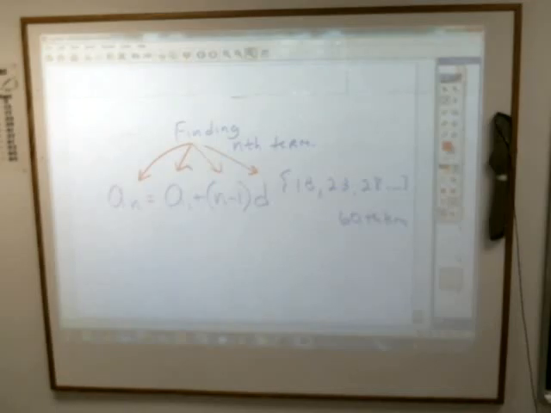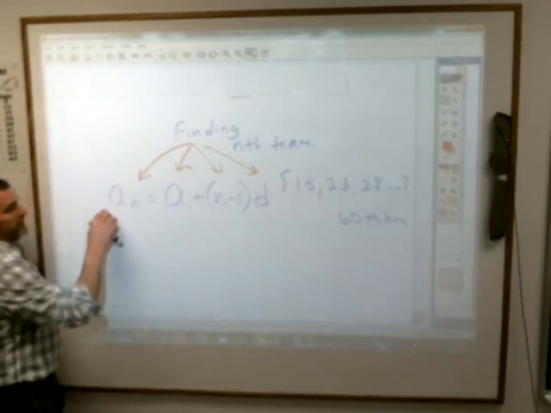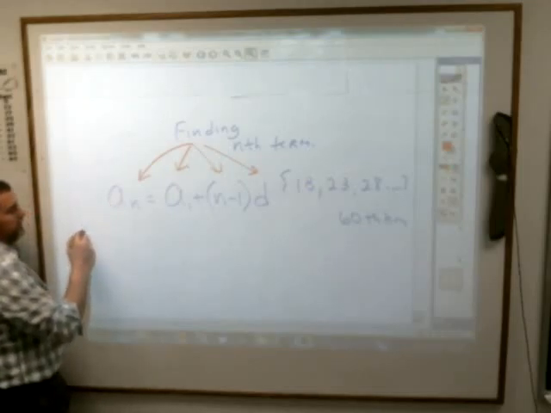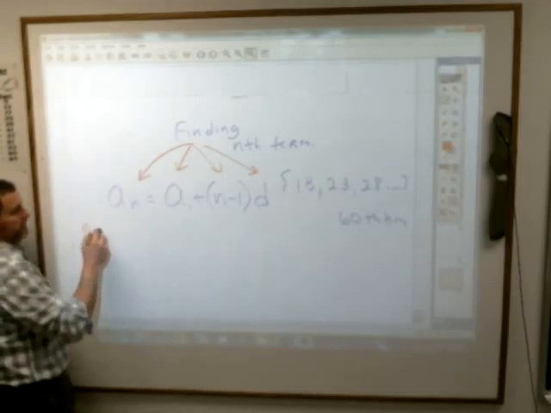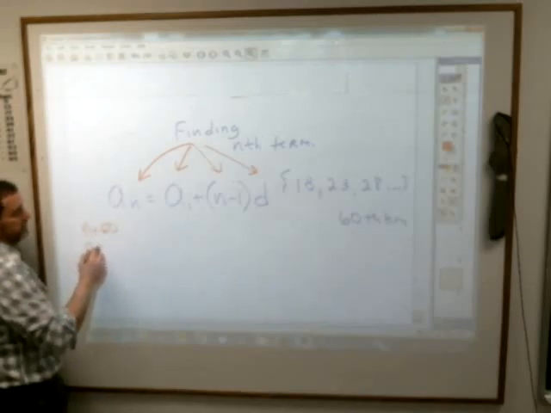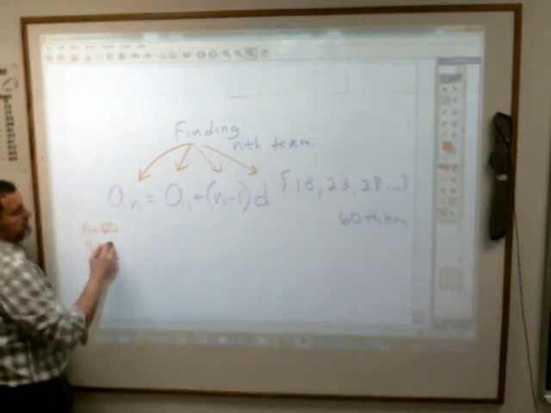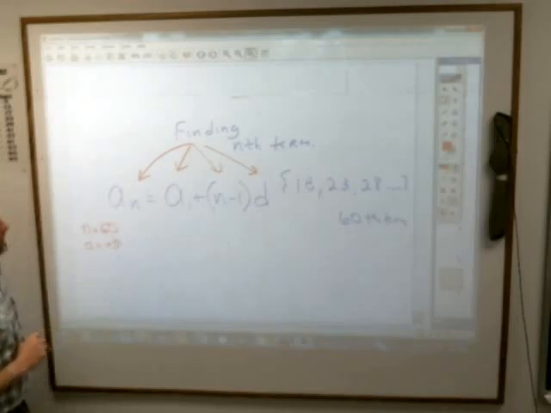Okay, first of all, we know, well, let me write it down here. What is n? 60 again, right? What is d? Plus 5. That's all we really need to know, right?